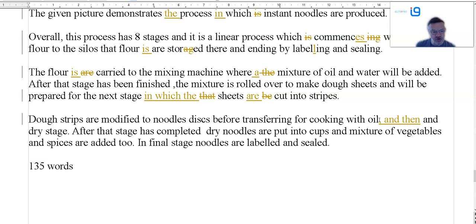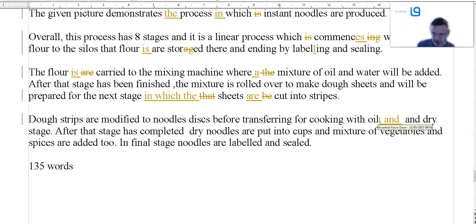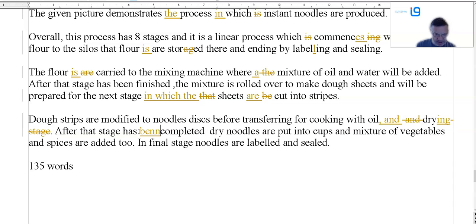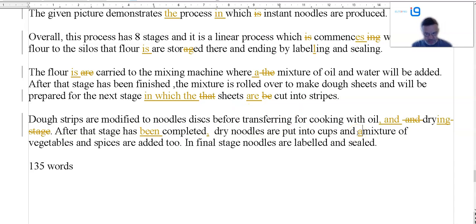So cooking, drying. Get your parallel structure. Right, "for cooking with oil and drying", parallel structure. Okay. "After that stage has been completed", passive. "The dry noodles are put into cups and a mixture of vegetables and spices is added. In the final stage, noodles are labelled and sealed."